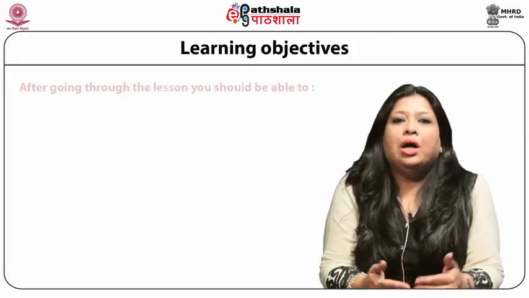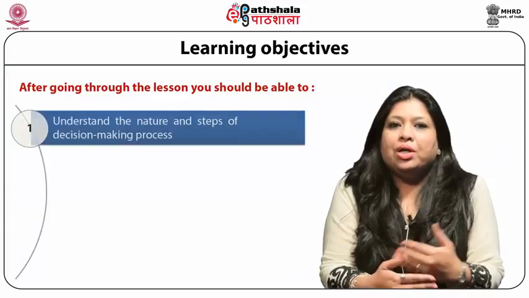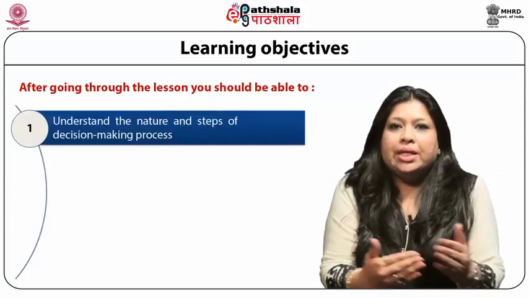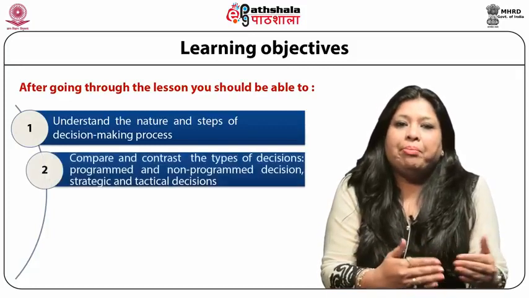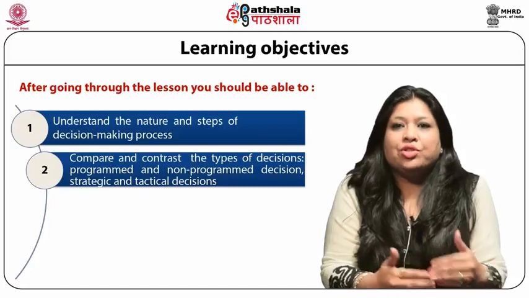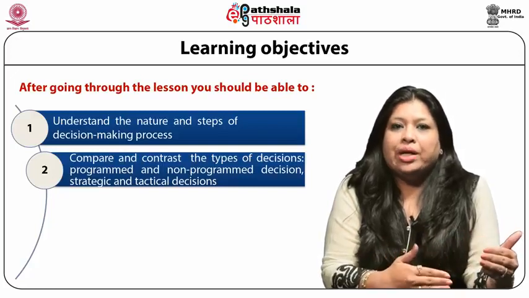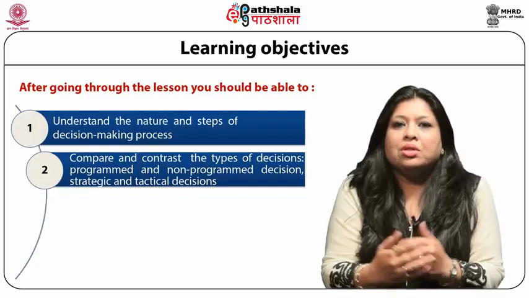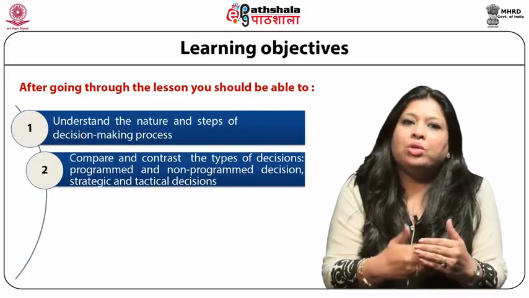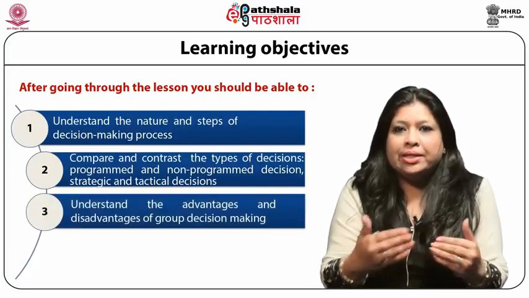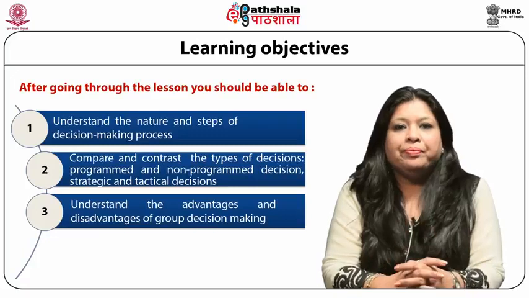Today, we're going to talk about the module Group Decision Making from the paper Organizational Behavior. After going through the lesson, you should be able to understand the nature and steps of the decision making process. You'll be able to compare and contrast the types of decisions, that is, the programmed and the non-programmed decisions, strategic and tactical decisions. Of course, you'll be able to understand the advantages and disadvantages of group decision making.